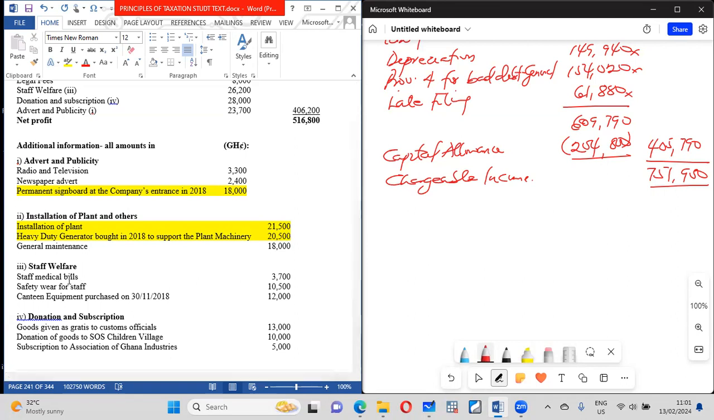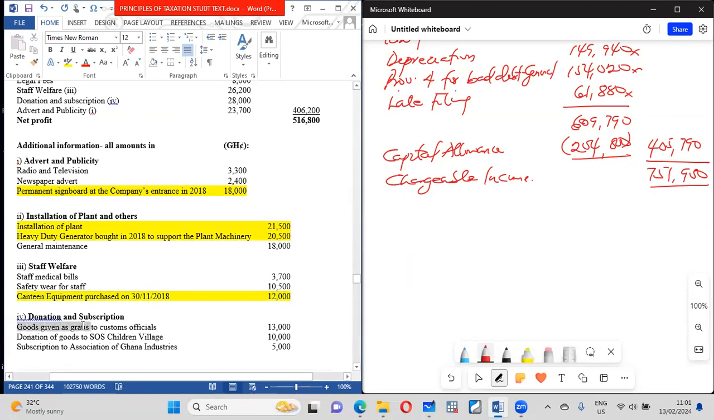Then we move on to the next batch. Staff medical bills, safety wear for these people. Then canteen equipment. So you see another one. Canteen equipment is also another thing that is going to capital allowance.